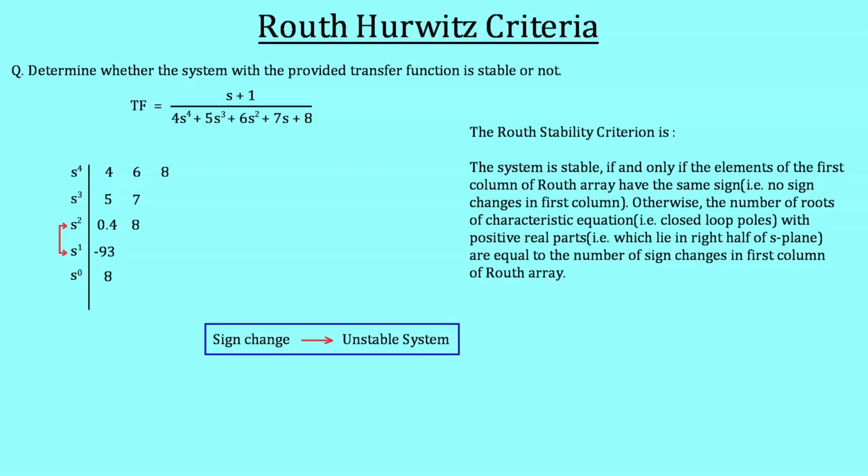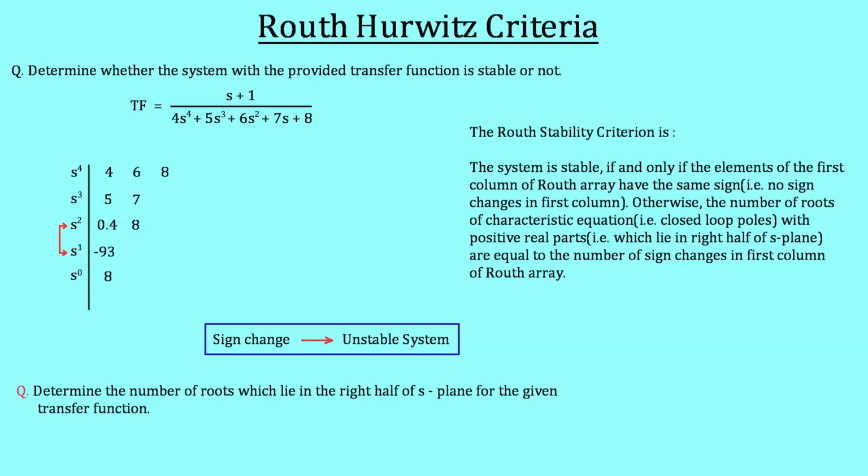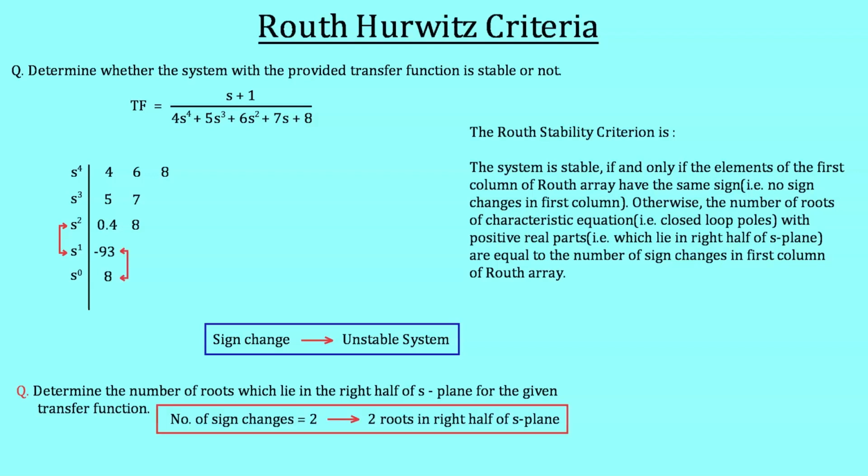But what if the question is slightly different? For example, if we have to find the number of roots which lie in the right half of S-plane, then we have to calculate all the sign changes, which is 2 in this case, which simply refers to the fact that there will be 2 roots in the right half of S-plane. We can also say that there are 2 roots which lie in the left half of S-plane, as the total number of poles in this transfer function are 4.